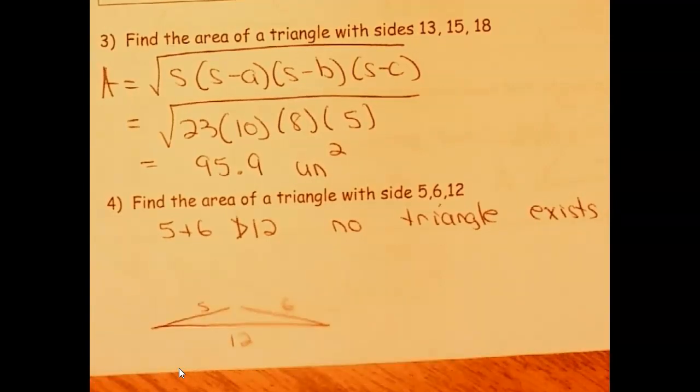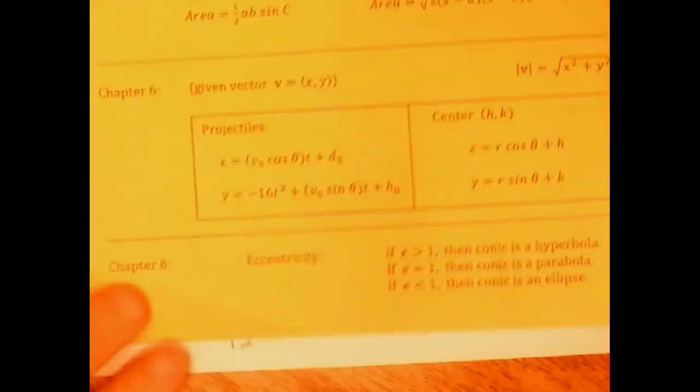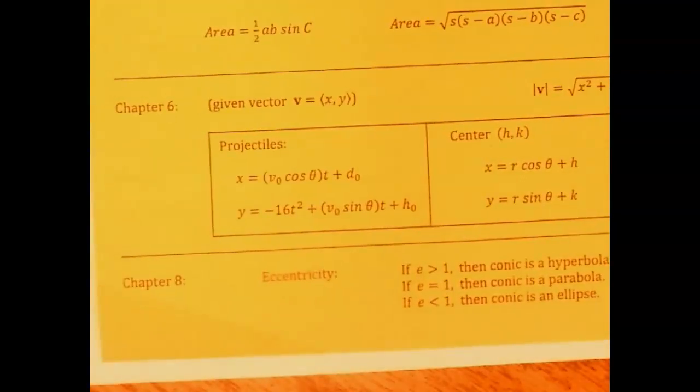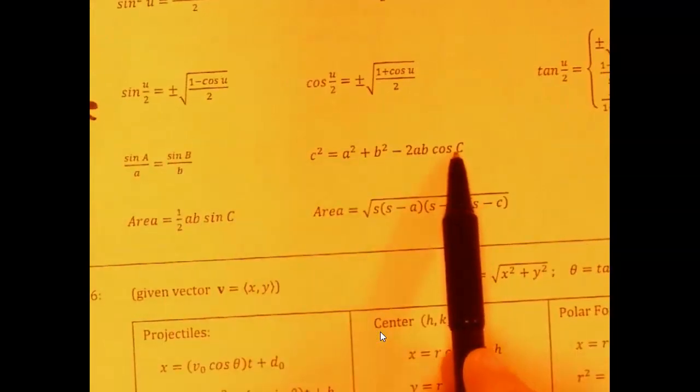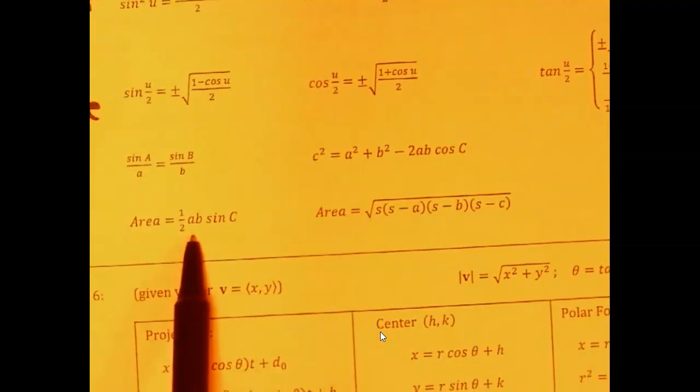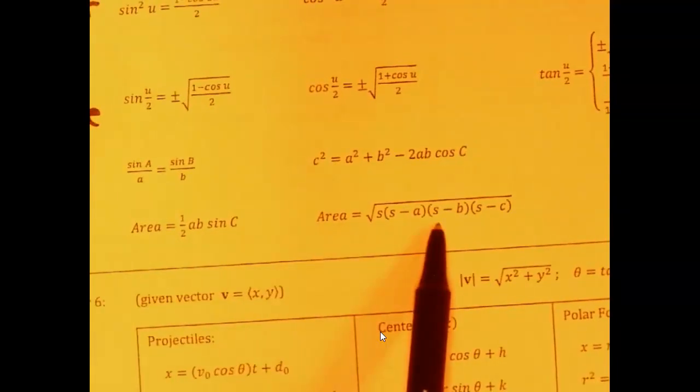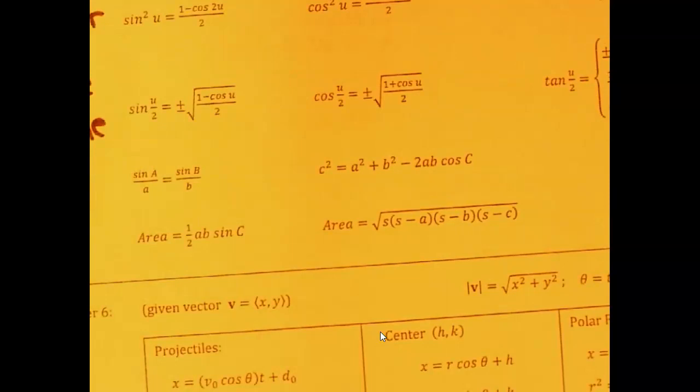All right, that is it for your notes. You're going to get all of these formulas. If you notice, they are the last few formulas that we're covering. I'll just point those out on your gold sheet. Here's the law of sines, here's the law of cosines that we talked about. Here's the 1/2 ab sine C area formula, and here's Heron's formula to find the area as well.